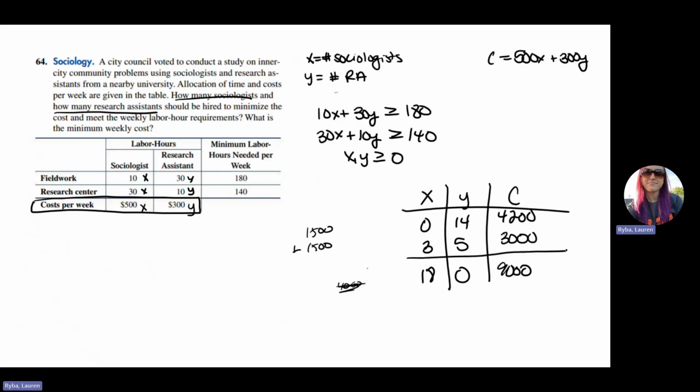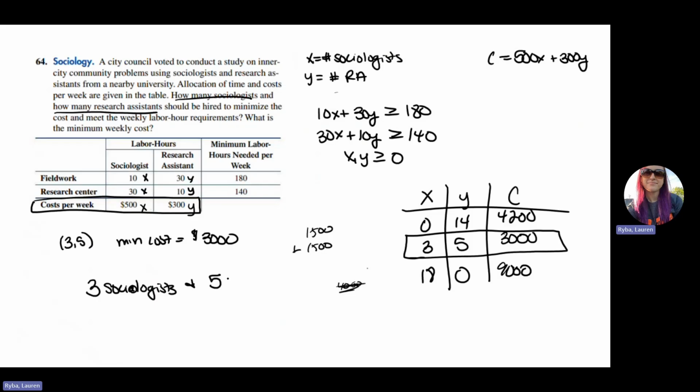So we want our minimum cost. So our point that gives us our minimum cost is 3,500. The minimum cost is $3,000. Real world meaning, what does that mean we've got? That is 3 X's. So 3 sociologists and 5 research assistants.